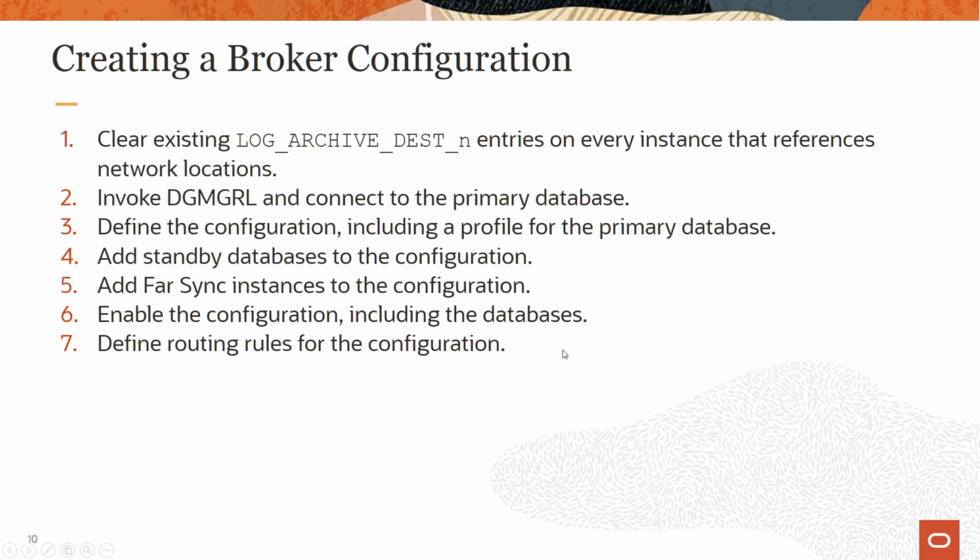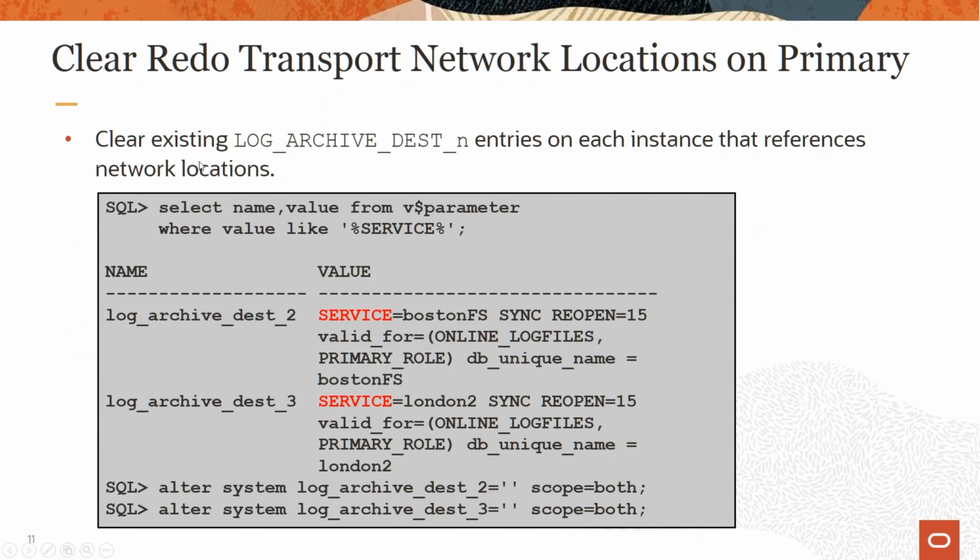Okay, so let's take a look at the preparation part. You will have to update log_archive_dest_2 and 3 in this example, and the current setting is to define a remote log archive destination. So if a log_archive_dest is defined to configure a remote log archive destination, then make sure you set it equal to null, because that way Data Guard broker can manage it.